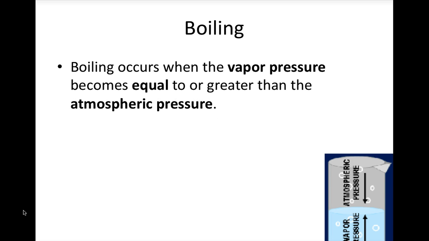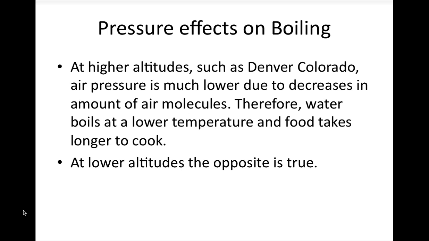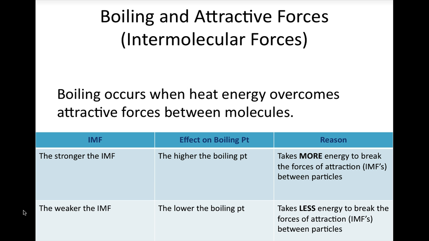Boiling occurs when the vapor pressure becomes equal to or greater than the atmospheric pressure. At normal atmospheric pressure, we call this the normal boiling point. Pressure does affect the boiling, so you have to think back to the fall when we talked about gases, and at higher altitudes such as Denver, Colorado, air pressure is much lower due to the decrease in the amount of air particles. Therefore, water will boil at a lower temperature and food takes longer to cook. At lower altitudes, the opposite is true.